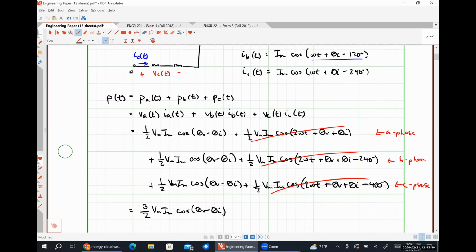So this is an instantaneous power. Do we see any dependence on time whatsoever? No. The instantaneous power absorbed by a balanced three-phase network is actually a constant. So the instantaneous power and the average power are literally the exact same quantity.